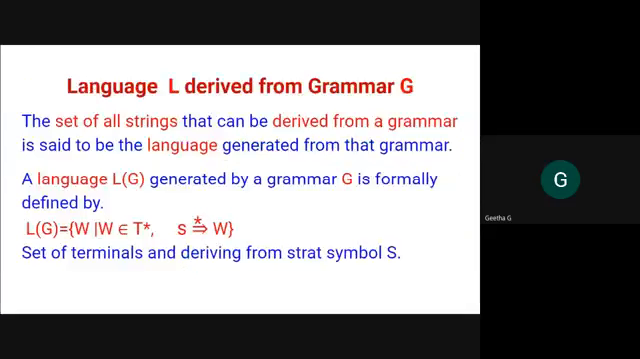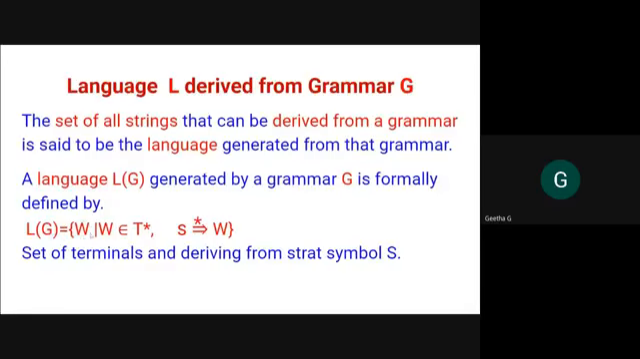So this is a more important thing. Already I had informally given the definitions. The language L derived from a grammar G is the set of strings; I had already shown the example of how we derive strings from a grammar, and these strings put together are called a language. So the language LG generated by a grammar G is formally defined as follows.